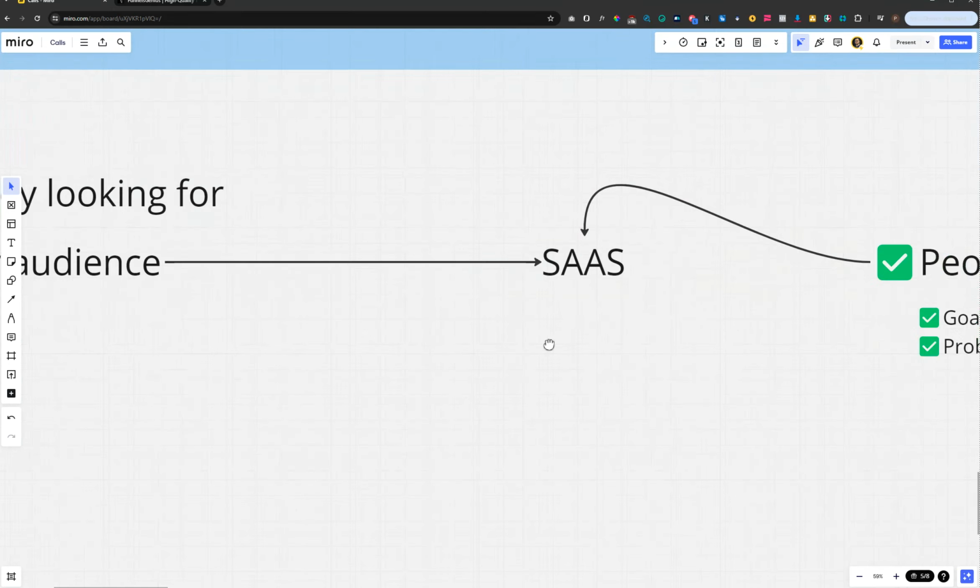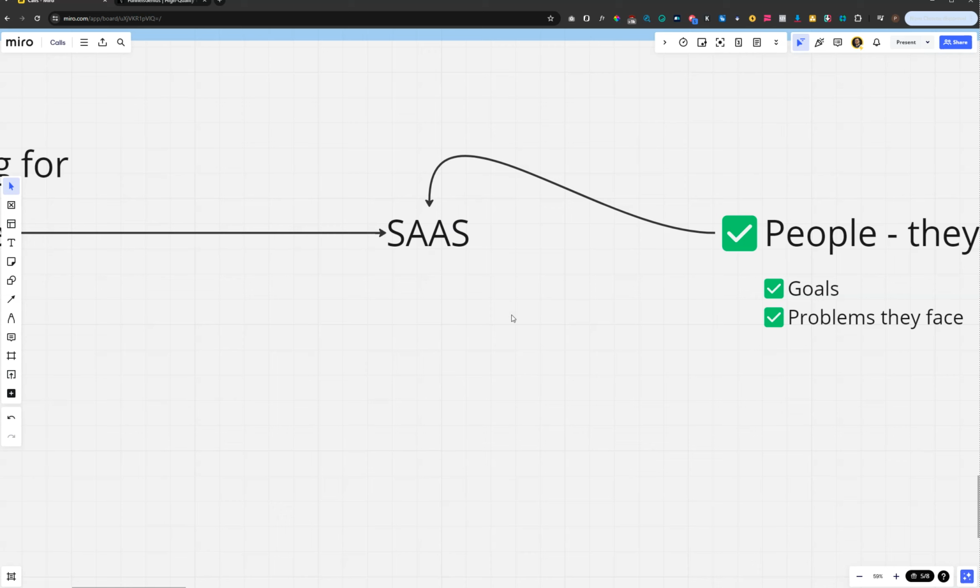So in your case, SaaS, what are the problems they are facing? You gotta know how to understand it, how to make that part happen.